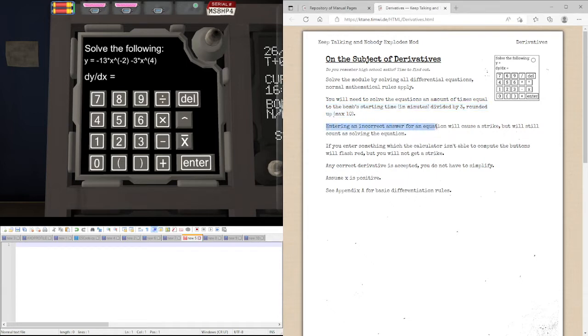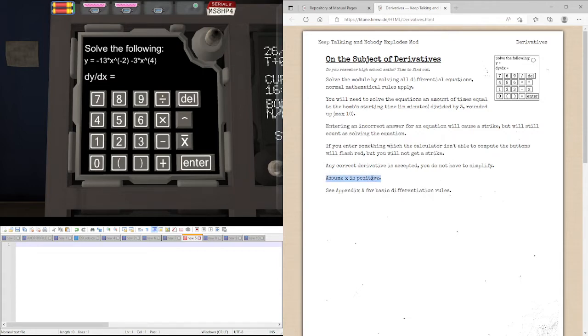Any incorrect answer for the question called a strike will still count over the equation. So even if you get one wrong, that still counts as completing a stage. So if, say I got this one wrong, it will still count as 1 out of 5. If we enter something that it doesn't know what it is, it'll flash red and won't give a strike, so it doesn't give you a strike if you have the right answer, you just typed in a weird way.